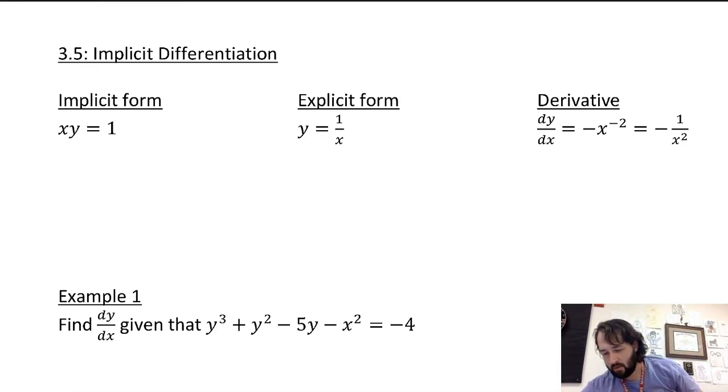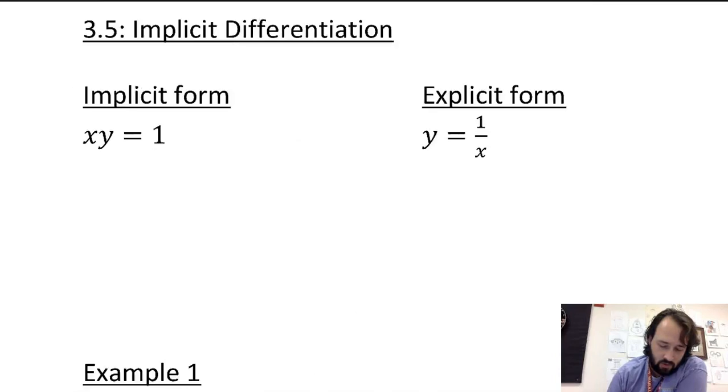But the implicit form, as you can see right here, is where I'm not necessarily solved for y. This is explicit, where I am solved for y, and then I can find the derivative. This form, from the explicit to the derivative, you should be pretty comfortable doing to this point. That's what we've been doing all along, having y equals or f of x equals, and then doing the derivative. So now what we can do is something called implicit differentiation.